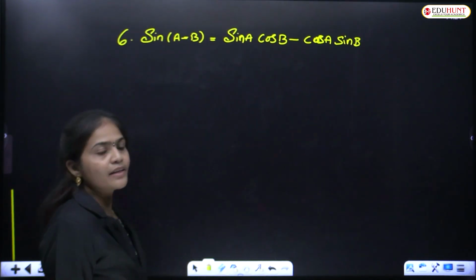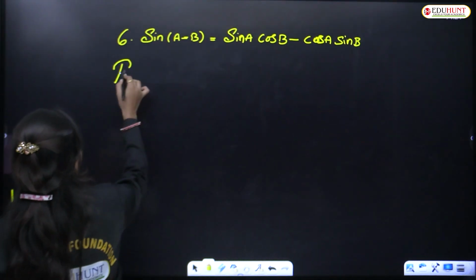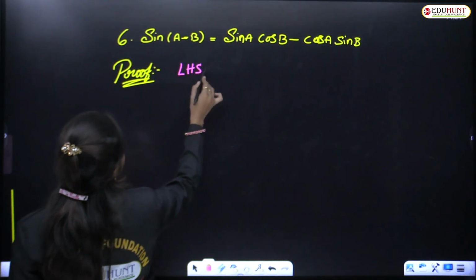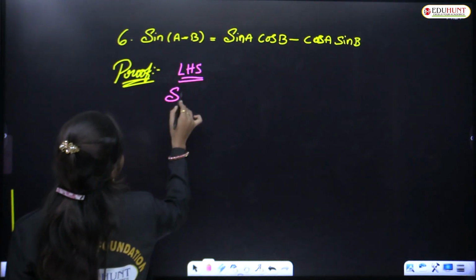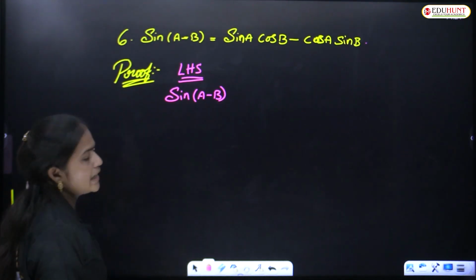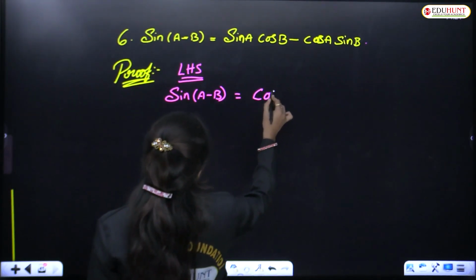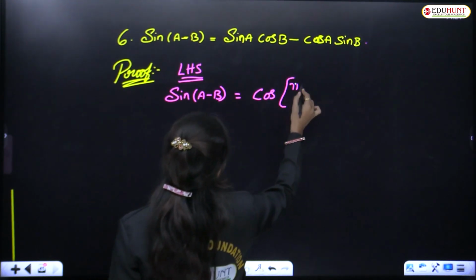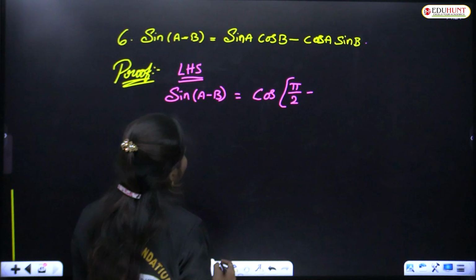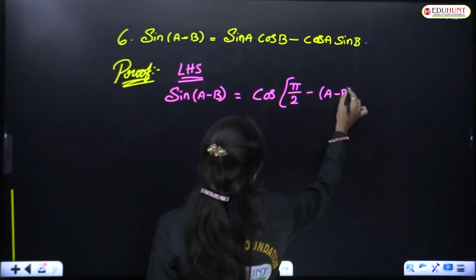Sin A cos B minus cos A sin B. Here also we will see the proof. Take the LHS, that is sin of A minus B. We can write it as cos of 90 minus theta, just like the previous one. So 90 means pi by 2, and theta means here A minus B.